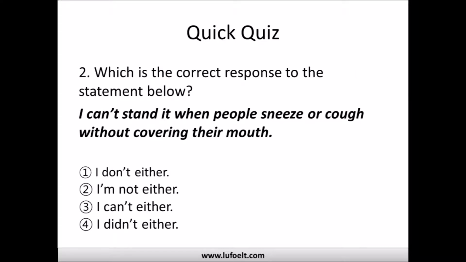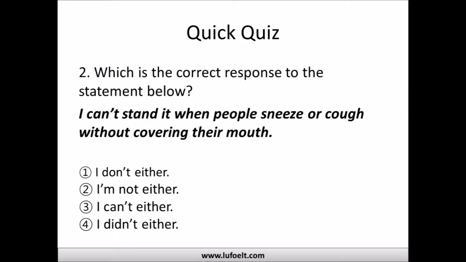Okay, let's take a look at another question. Which is the correct response to this statement below? I can't stand it when people sneeze or cough without covering their mouth. Okay, so which is the correct response? 1, I don't either. 2, I'm not either. 3, I can't either. Or 4, I didn't either.